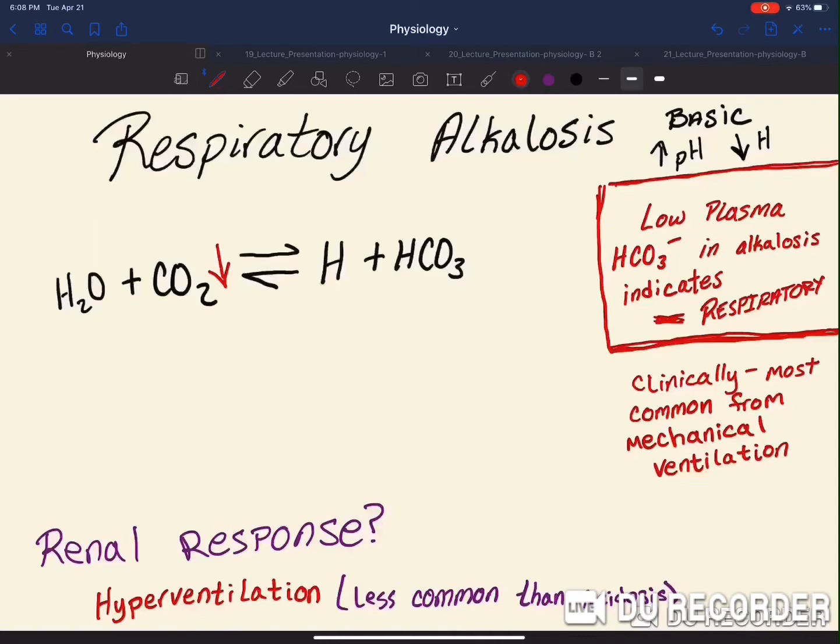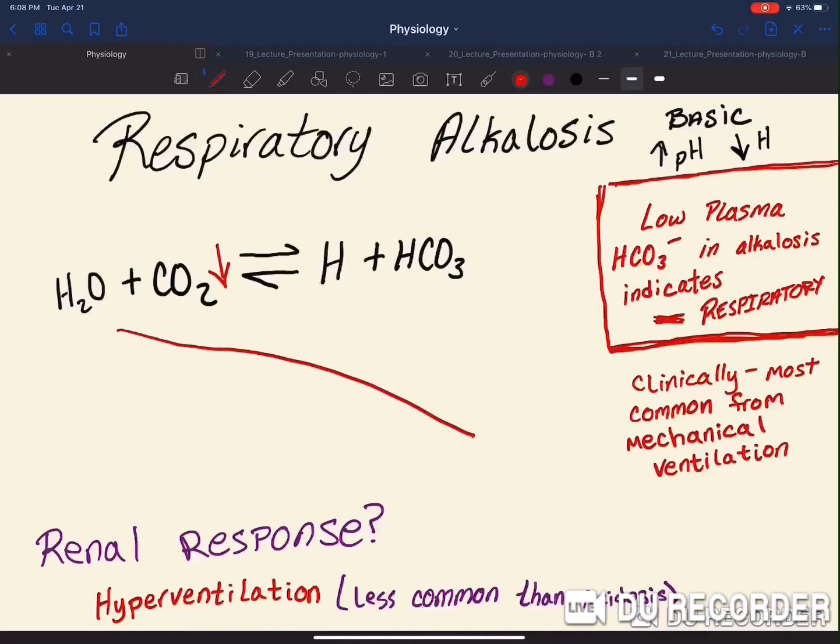Then, okay, so if we have this decrease of CO2, right? So that decrease is going to make our seesaw lighter on this side, right? Whee! That was a really bad seesaw, but that's okay.